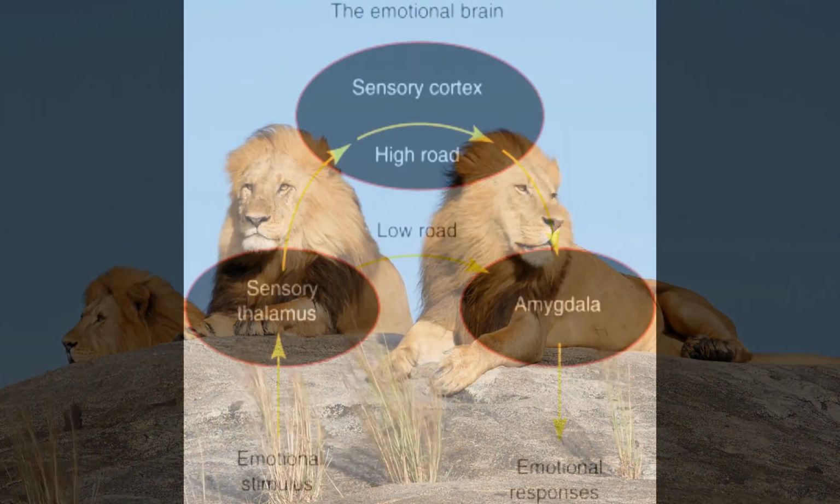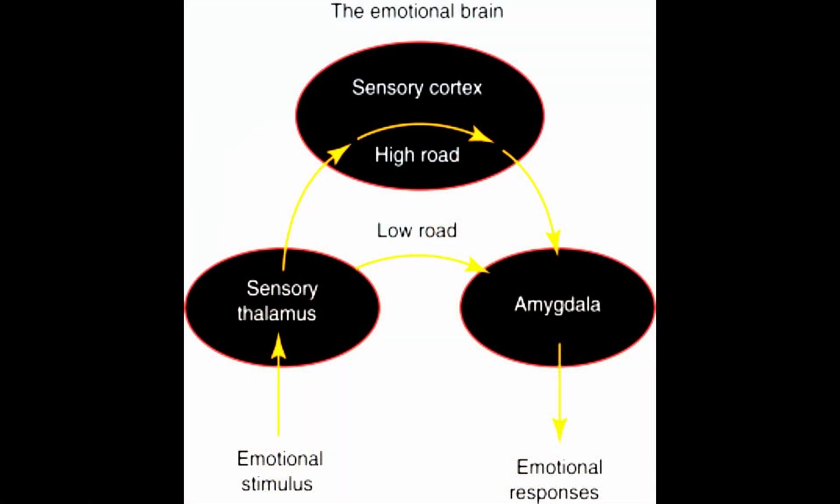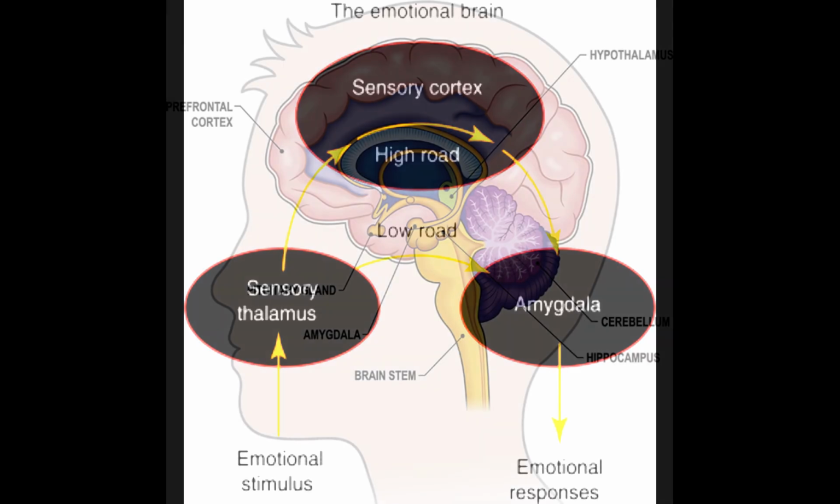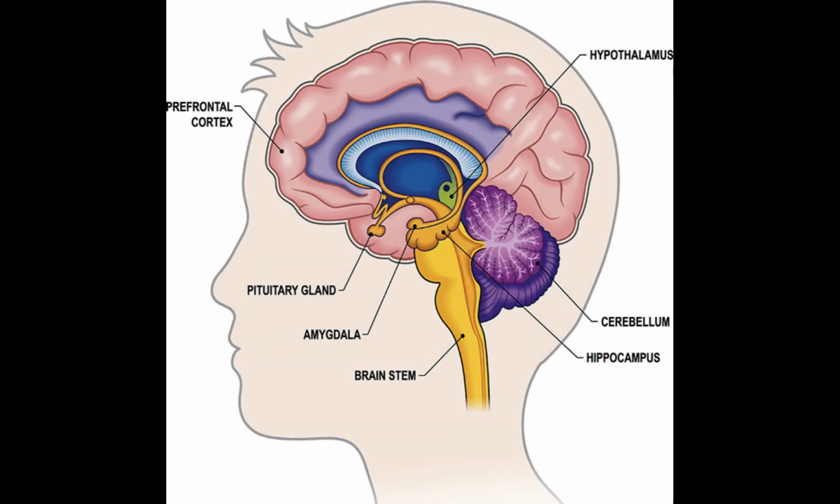On the other hand, the medial geniculate nucleus projects the signal to the primary auditory cortex in the temporal lobe, the high road. Further, the sensory cortex determines whether there is more than one possible interpretation of the received information and passes it along to the hippocampus to establish context, the high road.